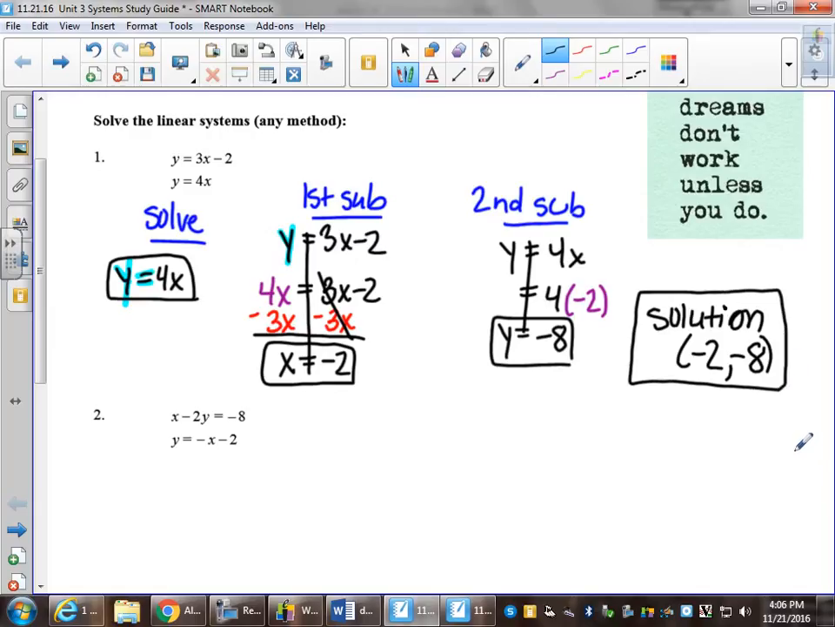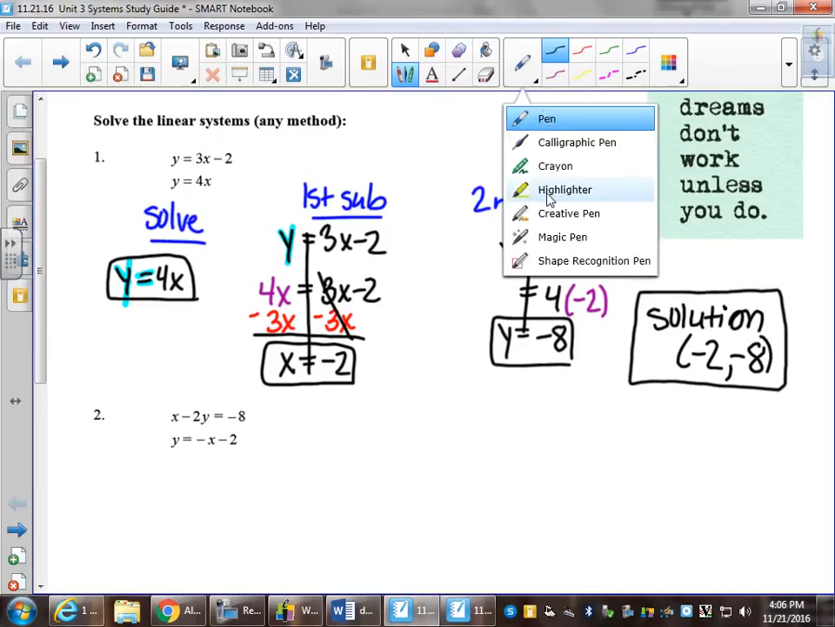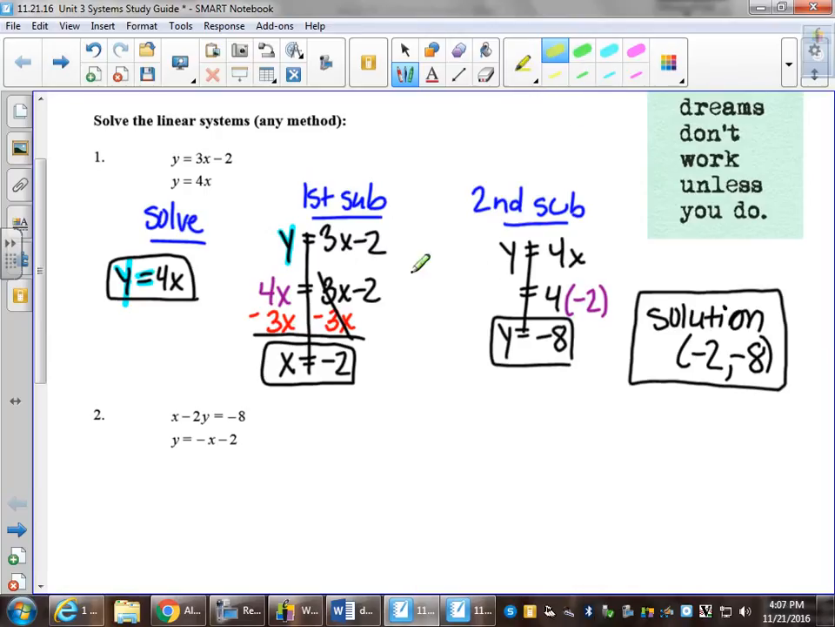The connection I was talking about before, where you can just set them equal, that will always happen naturally when you're doing substitution right here. 3x minus 2 is set equal to 4x. So if you are comfortable going right from the setup to this, I'm cool with that. If you're still like, oh, I don't see it, no problem. Go ahead and rely on solve, first sub, second sub, and you will get to the right answer.